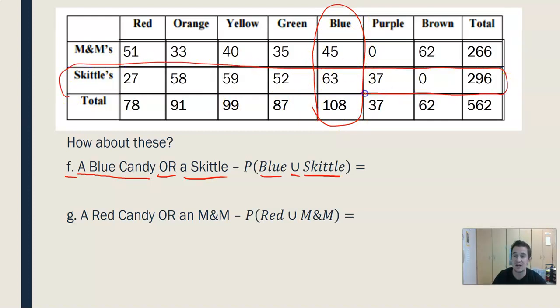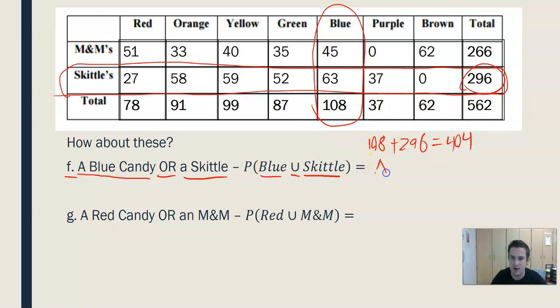If I was doing an intersection, if I wanted to know the probability of drawing a blue Skittle, I'd need this number right here. But since I'm wanting to know the probability of drawing either a blue candy or a Skittle, it could be blue, it could be a Skittle, it could be a blue M&M, whatever. Okay, so watch this for a second. There's 108 total blue candies, and there's 296 total Skittle candies. So that gives me 108 plus 296. That's 404. That's not my answer yet. Let me tell you why.